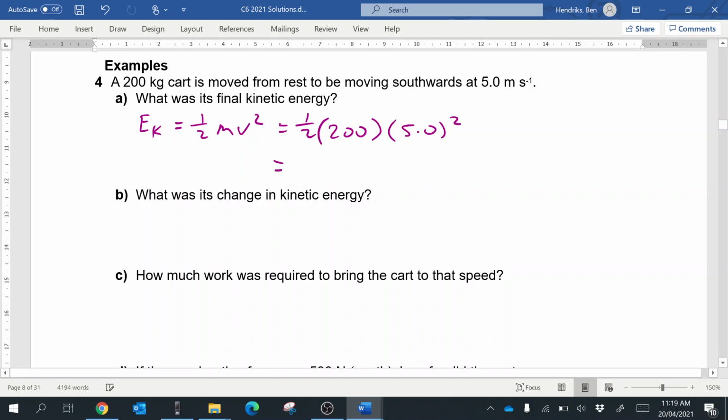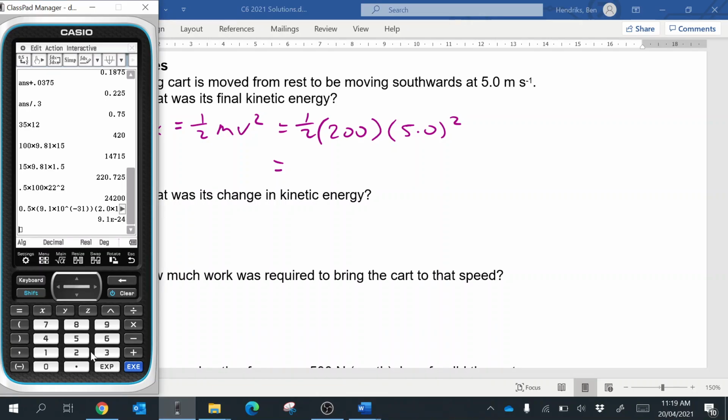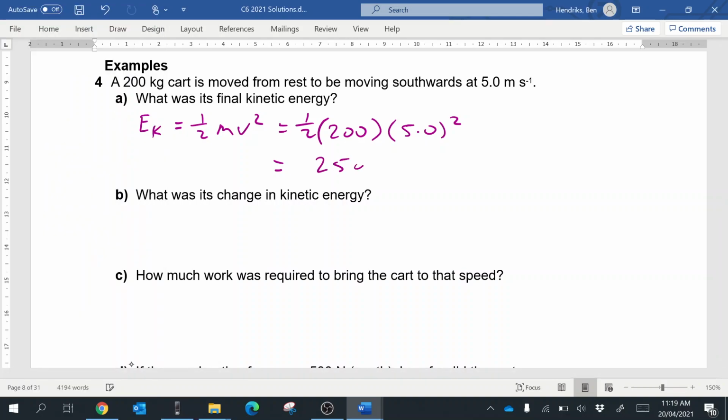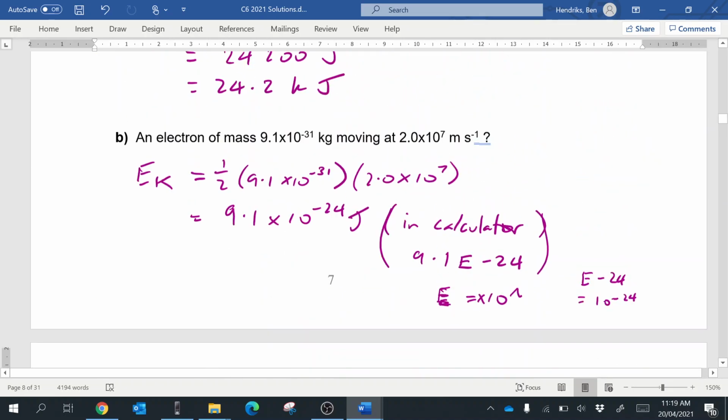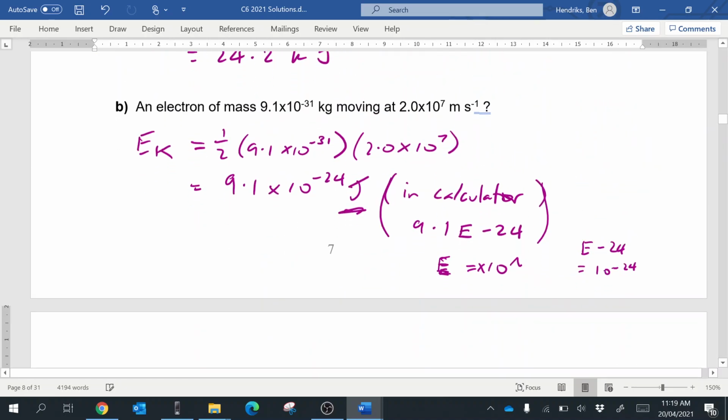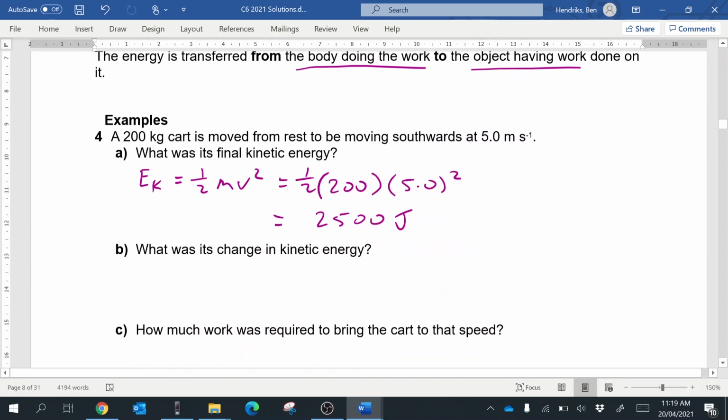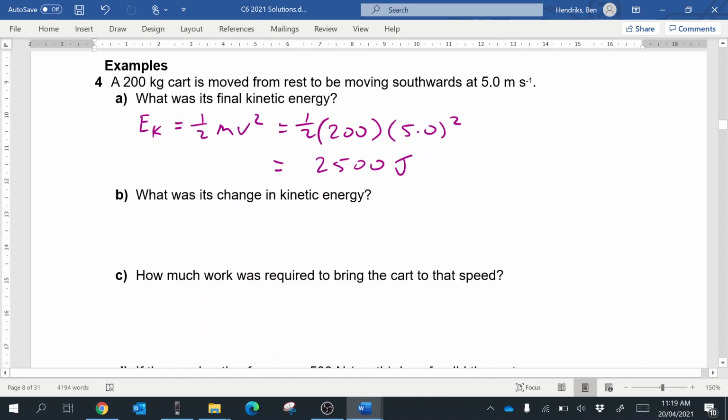So it's going to be equal to 0.5 times 200 times 5.0 squared. So 2,500. And that's joules. And just remember to write in joules when you're doing work, which I forgot to do in our last example. So make sure you go back and put your units in. 2,500 joules. What is its change in kinetic energy?